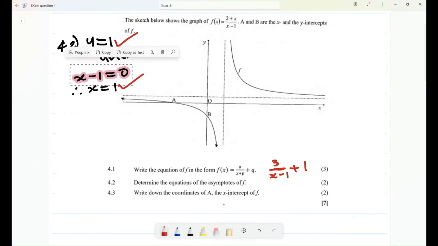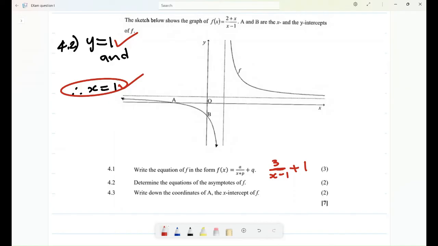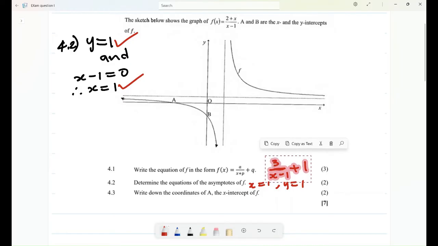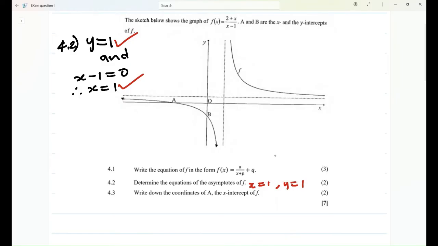1 mark for this, 1 mark for this. This is not necessary, but it's for you to see. Easy 2 marks. X is equal to 1. Y is equal to 1.